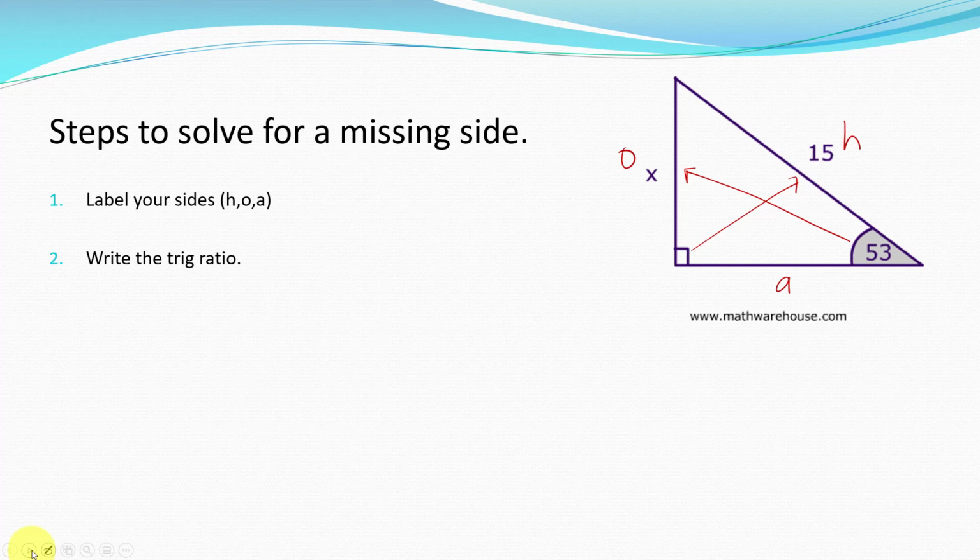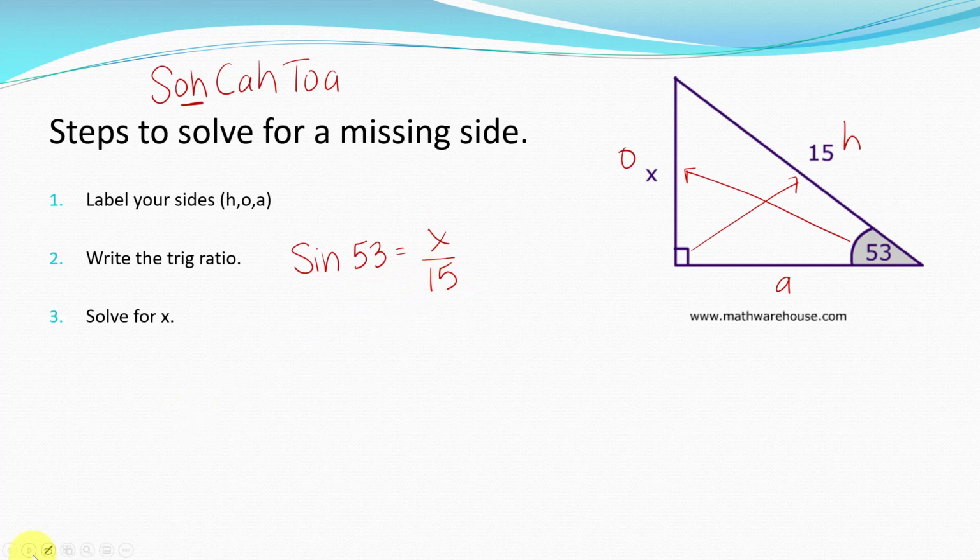So next we want to write the trig ratio. In this case, we can only use what we're given, which is the O and the H. So remember SOHCAHTOA, we have to figure out which trig function we can use. If we only have opposite and hypotenuse, that means we have to use sine. So sine of the angle we're looking at, 53 degrees, is equal to opposite, which is x, over hypotenuse, which is 15. And then we need to solve for x.